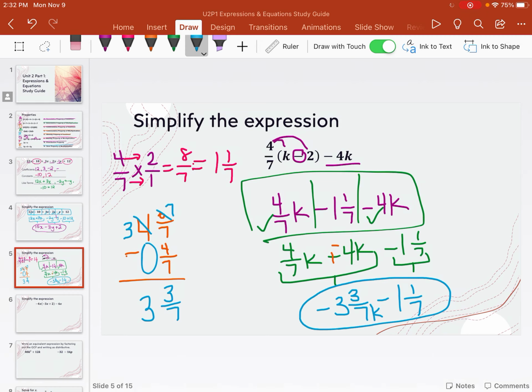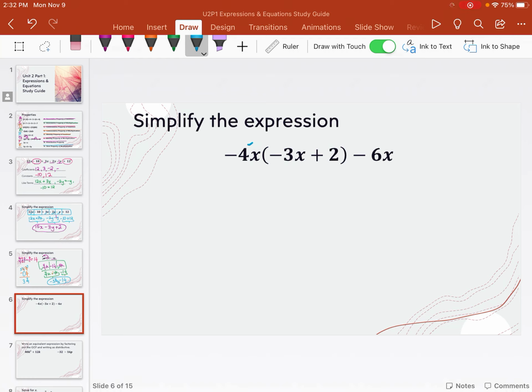All right, same idea for this one. I'm going to distribute first. So negative 4 times negative 3 is positive 12. X times x is x squared. Negative 4 times positive 2 is negative 8. Keep the x. And then don't forget to bring down this minus 6x.